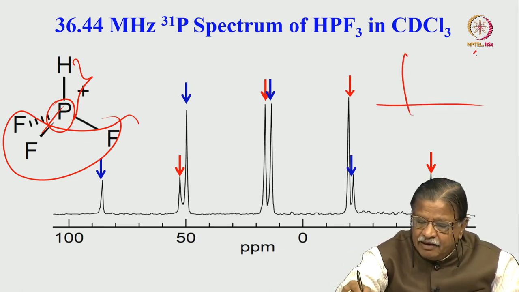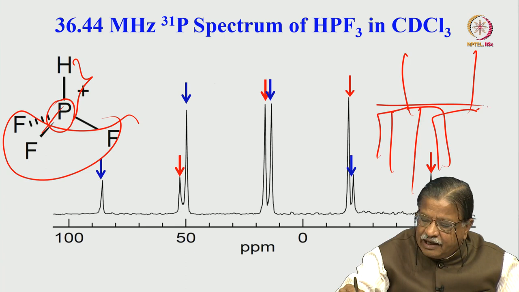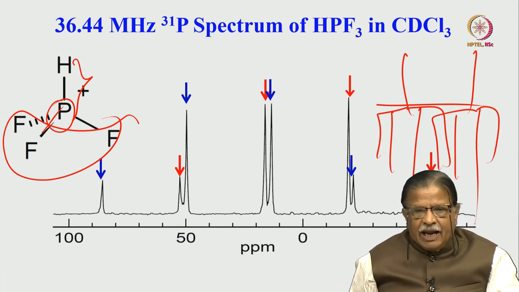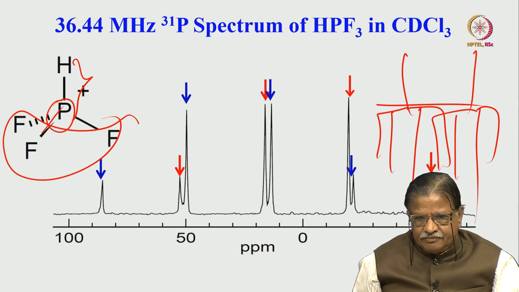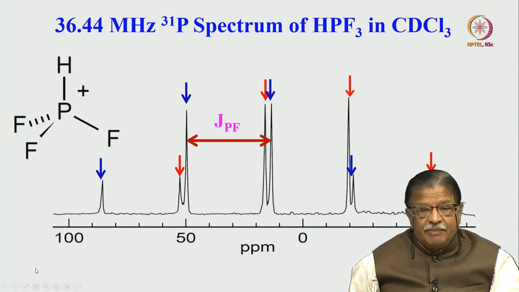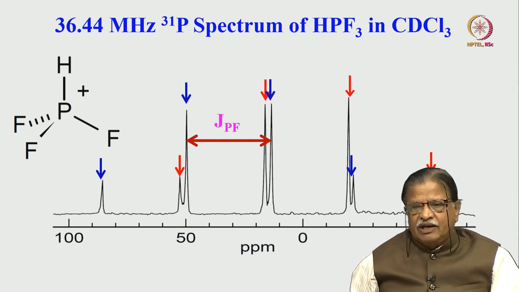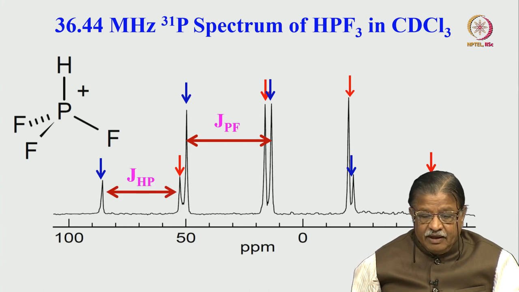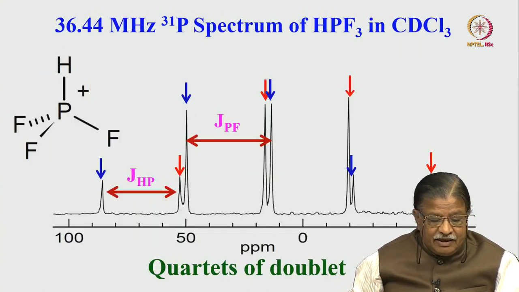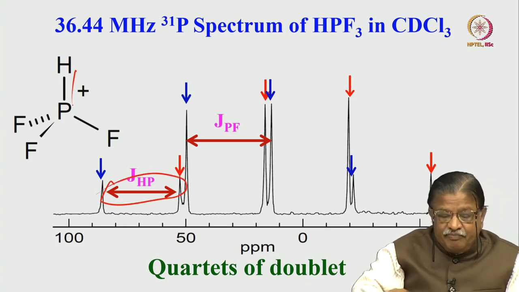Initially it is going to be a doublet because of JHP coupling, and each line is going to be a quartet like this. Some of the quartet lines are overlapped. What are these things? We can now identify very easily. This is JPF coupling, one bond. Of course, three fluorines are present, so it is a quartet. Any two adjacent lines of the quartet, if you take, will give you PF coupling. And what is the HP coupling here? HP coupling is here. See, this is HP coupling, and subsequent lines you can consider this one.